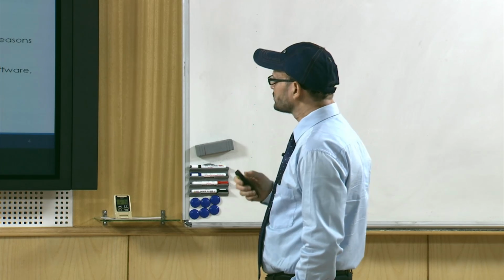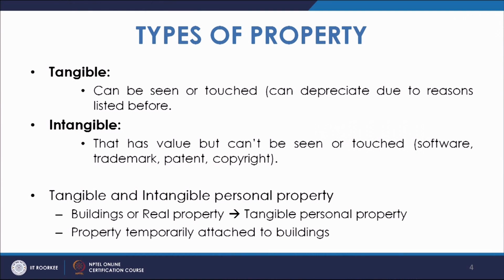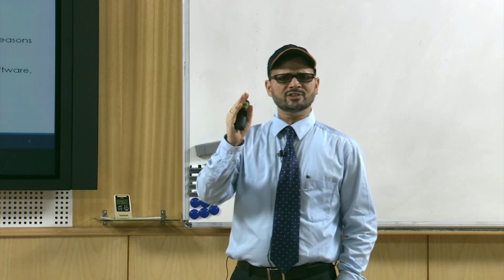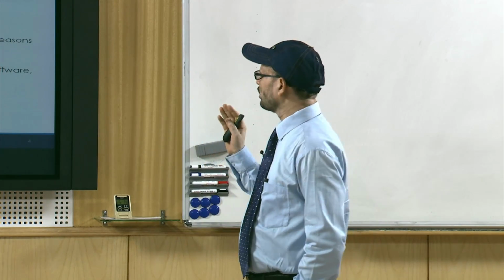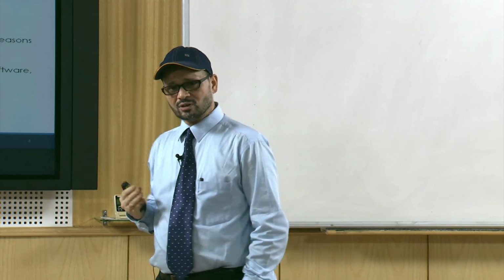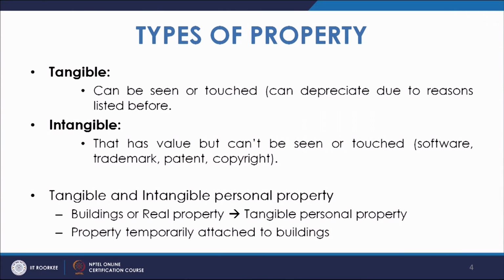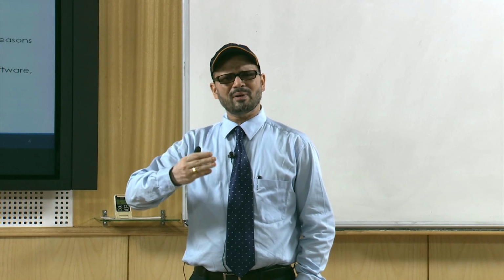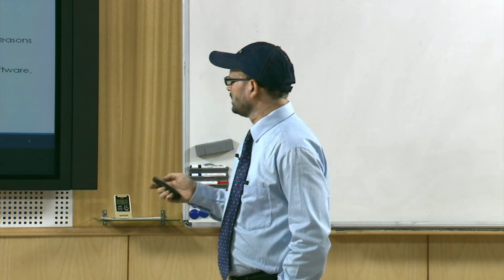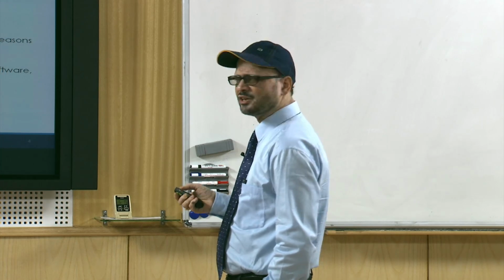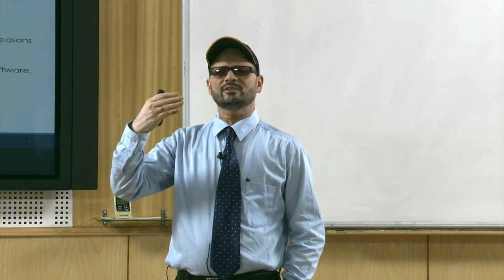So, they cannot be touched, like software, trademark, patent, copyright. These are the documents or properties that cannot be seen, but they have value, and these values also change with time. Now you also have a property in the category of real property. Basically you have personal properties, which can be tangible or intangible. You may have a building which has a tangible part as well as an intangible part. So you have both kinds of properties, and they depreciate for different reasons.